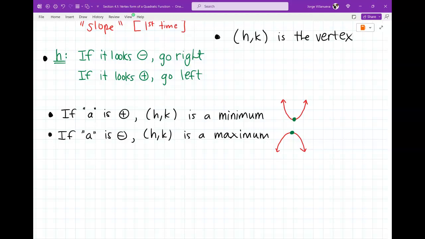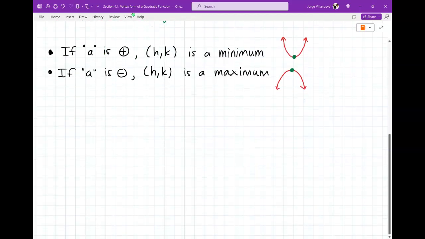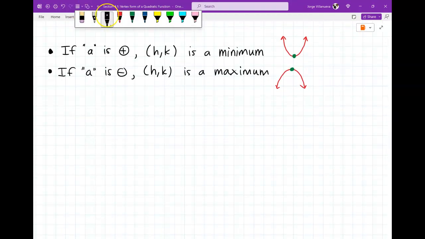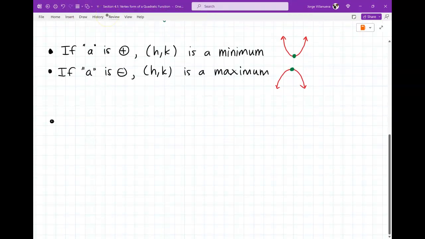Now, there's one other thing I've got to talk to you guys about, which is the axis of symmetry, okay? So what is the axis of symmetry? And then after that, we can start doing some examples that relate to your homework. So the axis of symmetry.